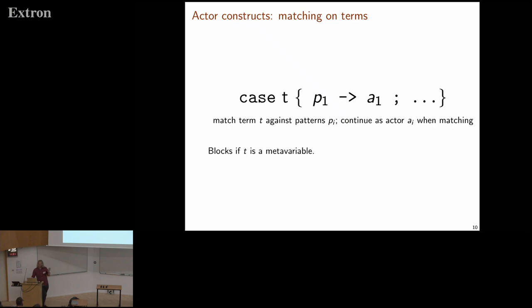But if T is a meta variable, then you're not allowed to match on metas. Meta means we don't know what it is yet. So this is how we can block and stop making progress, because we don't know what term is going to be instantiated for the meta variable later.